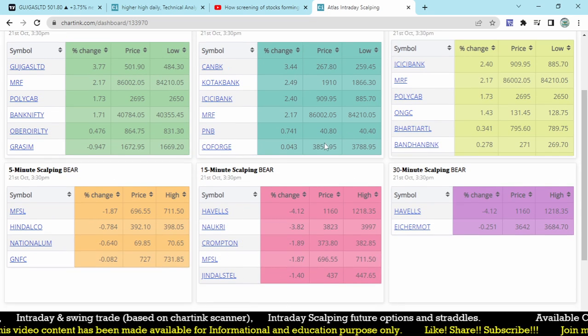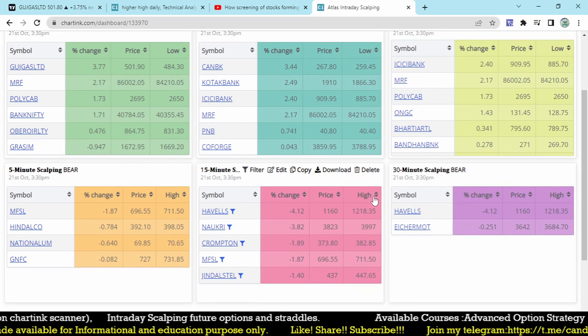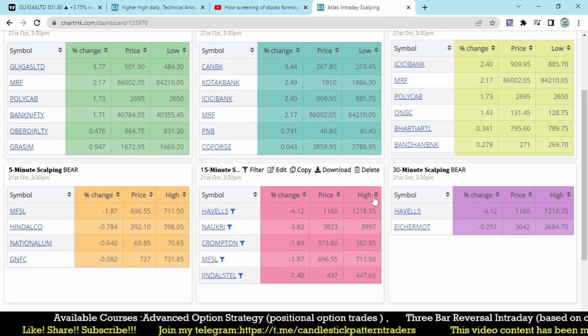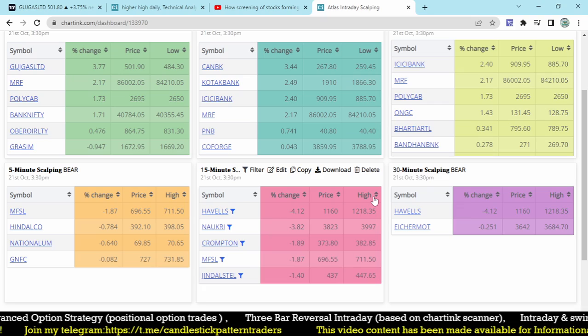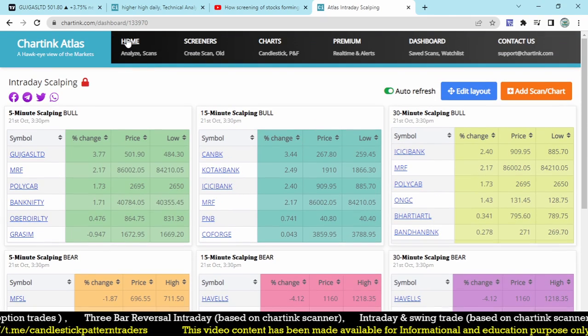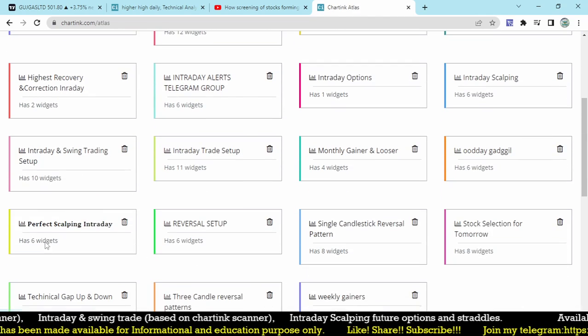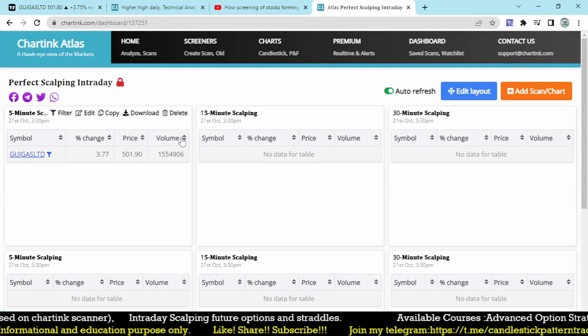So tracking this many stocks intraday is quite impossible, and we may also struggle with selecting stocks. So that is the reason we created another dashboard. That is the perfect scalping dashboard. There you can see there is a difference between the previous one and this one.